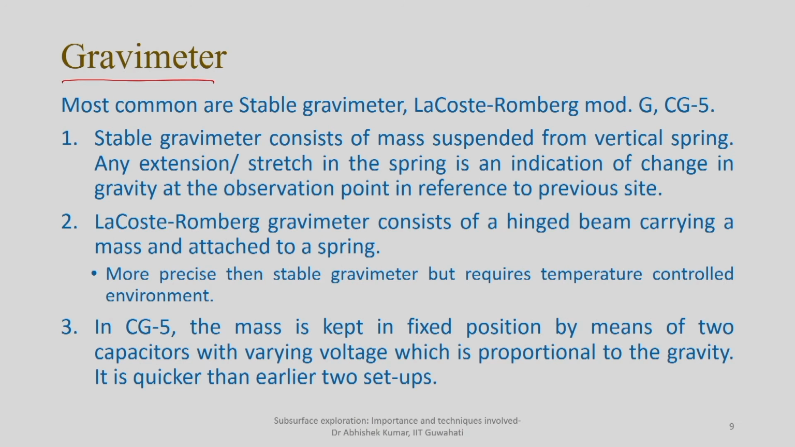One is called a stable gravimeter, which consists of a mass hanging from a spring. So, the extension of the spring can be considered as an indication of change in the gravitational pull at the observation point.